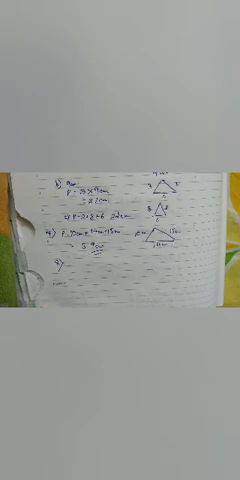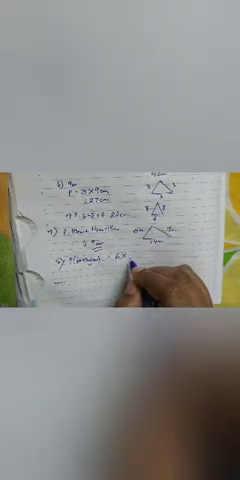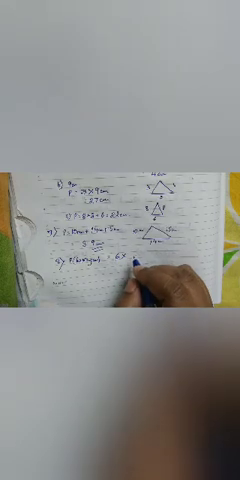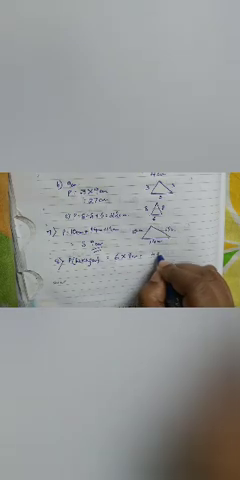Question number 8. Find the perimeter of a regular hexagon with sides 8 meters. So what is the perimeter of a hexagon? Hexagon has how many sides? 6 sides. 6 into regular hexagon. So the sides are same. So regular hexagon, it is 6 into 8 centimeter, which is 48 centimeter.